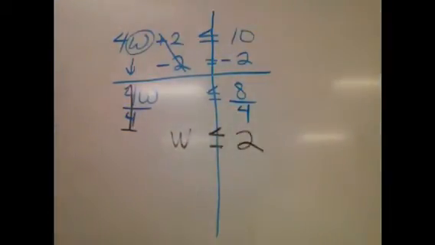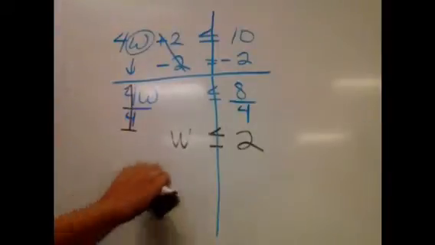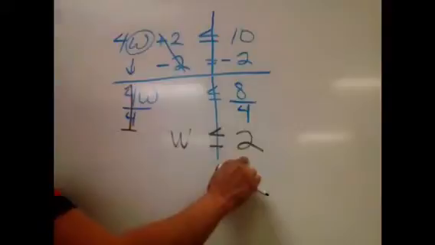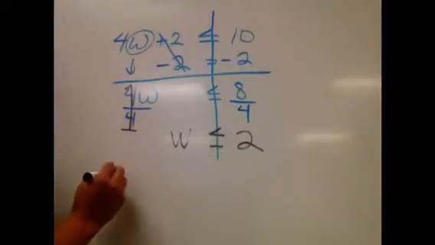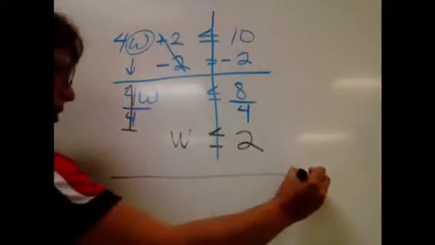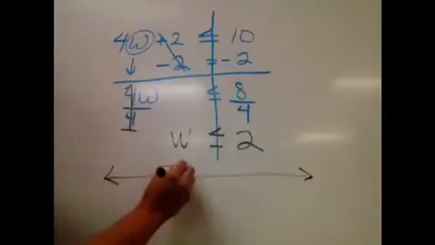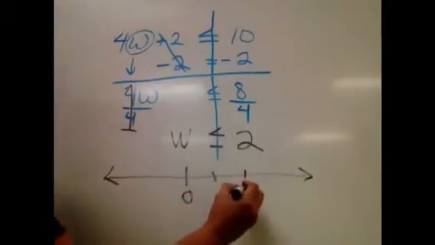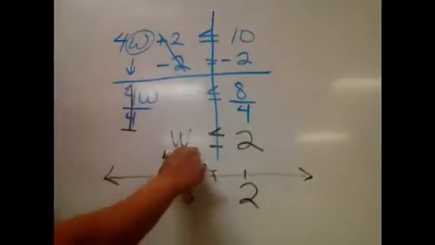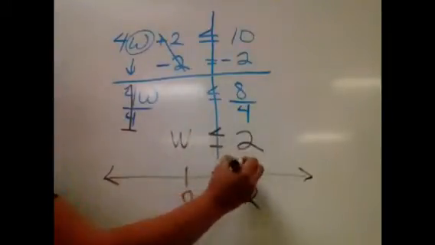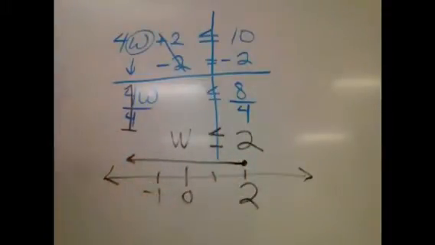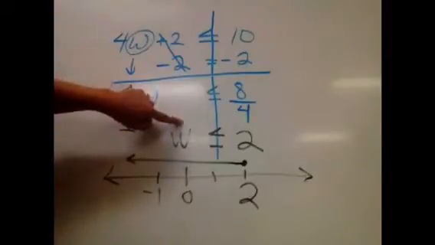This gives us a whole range of possible answers, but wherever we start, we have to start with the number 2. That means we're looking for W. W can be less than or equal to 2. So it could be 2, but it can be any number less than that. This could be a 1.